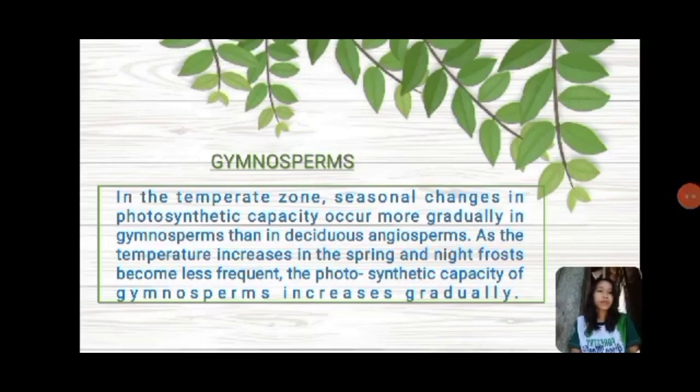Good day everyone, especially to our instructor, Forester John Mark M. Thomas. Gymnosperm. Seasonal variations in photosynthetic ability happen more gradually in the temperate zone, compared to deciduous angiosperms. The photosynthetic capacity of gymnosperms steadily rises in springtime as temperatures rise and the frequency of night frost decreases.